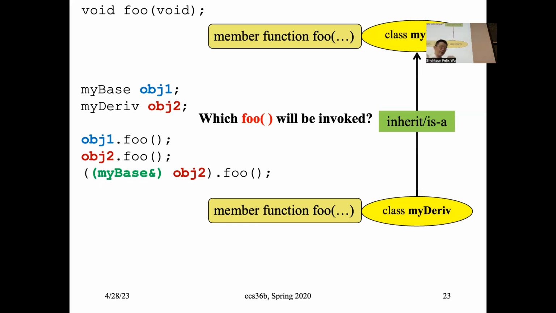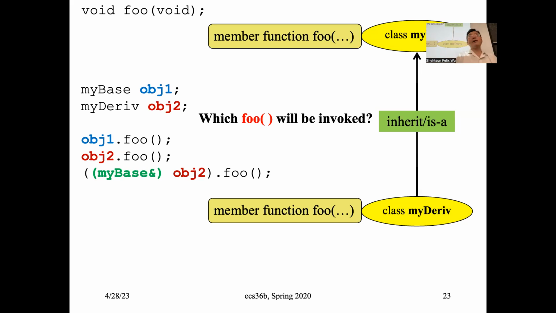So I cast object 2, whose class is my derived. Now I cast it with the base. Essentially, I cast from the child class to the base class. So now you can see that I call the member function foo 3 times. And by the way, this is not a virtual function. You see that in this example, I didn't have virtual in front of any of them.